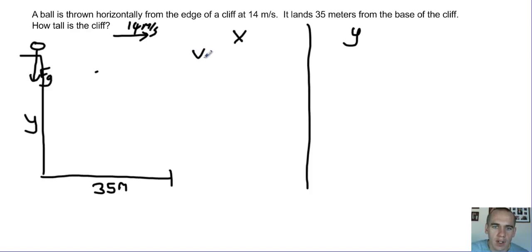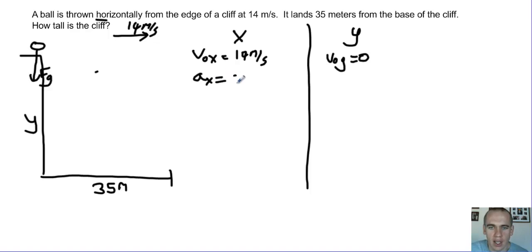What I know is the initial velocity in x is 14 meters per second. It also says that the ball is thrown horizontally, and that indicates that it's not moving in the vertical direction at all, which means my initial velocity in y is equal to 0. So I do know some information in y. I know the acceleration in x is 0 because there's no forces acting in the x direction. But the acceleration in the y direction is the acceleration due to gravity, which is negative 9.8 meters per second squared since it is pulling it down.